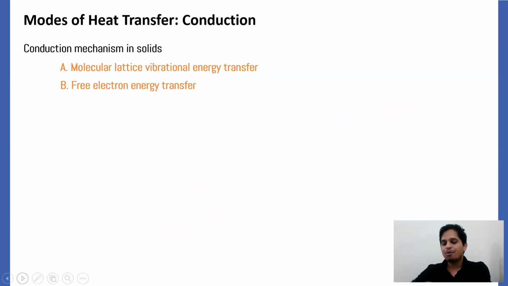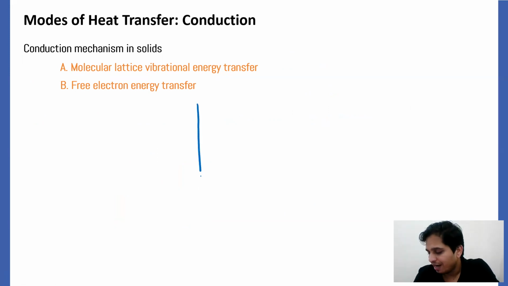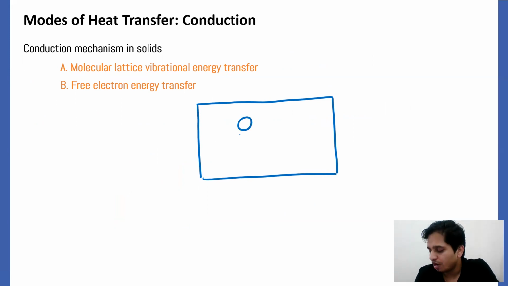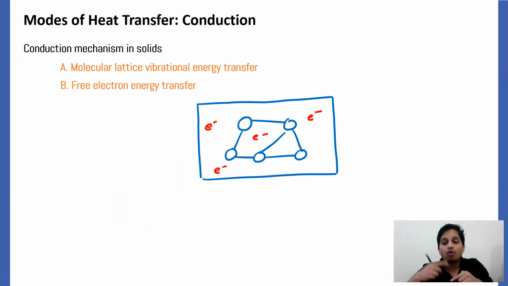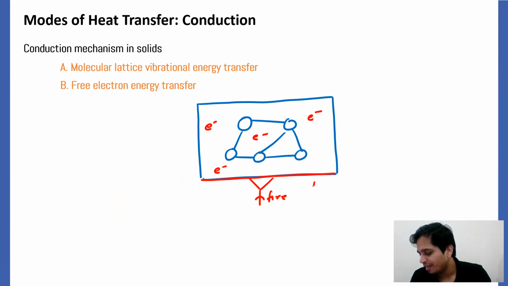Let us talk about how conduction happens in solids. We are only talking about solids. Let us take a solid body. Now there are molecules that are bound together to each other, and there are some free electrons as well, here, here, here, here. Now as soon as you provide heating, for example, you have given fire here, what will happen? This side temperature will be higher, T1, and the other side temperature will be lower.